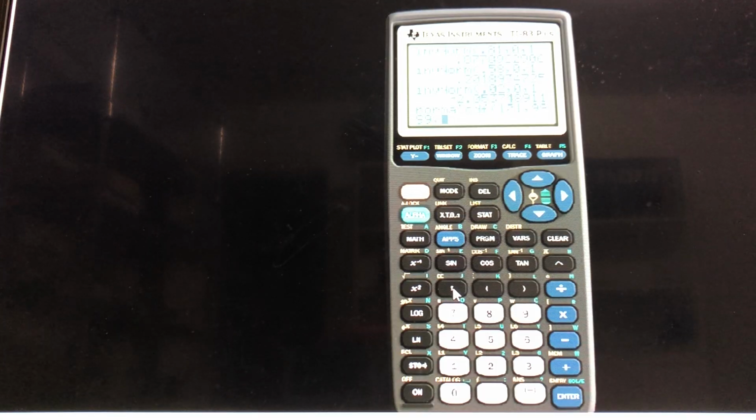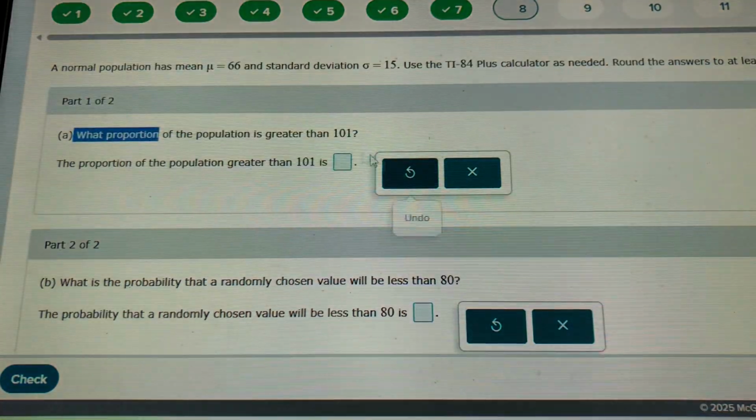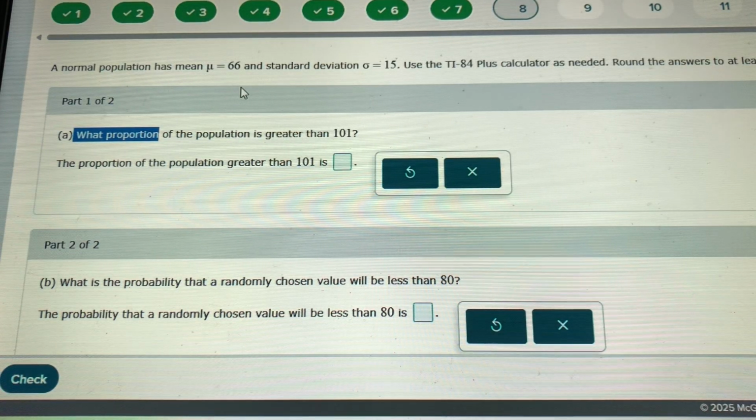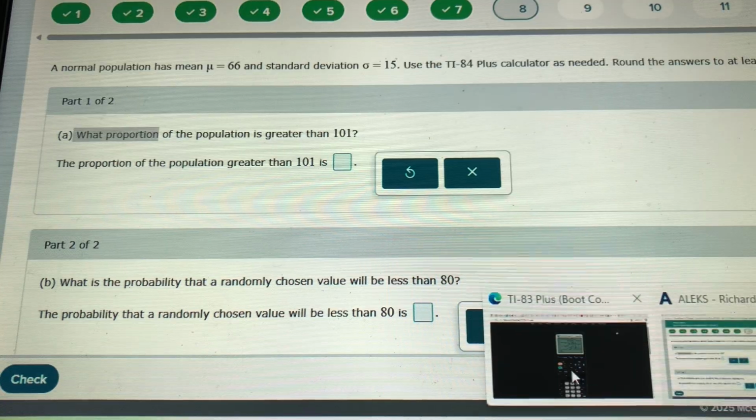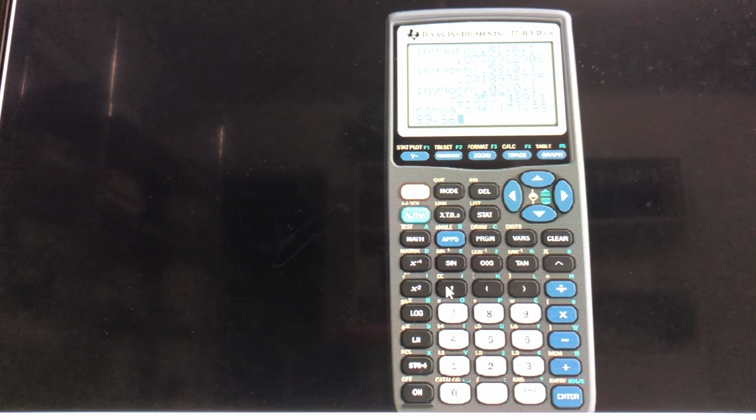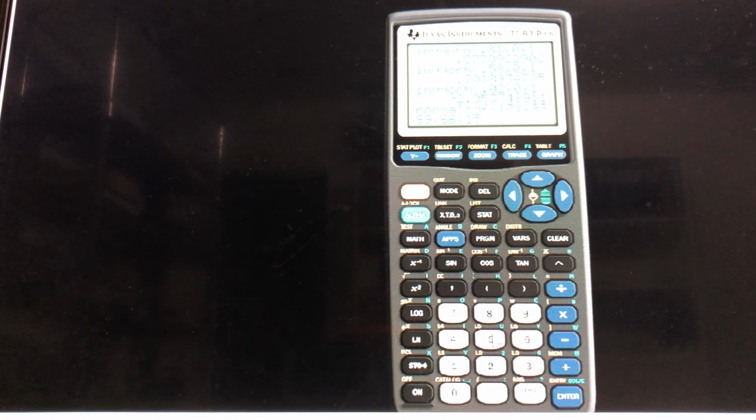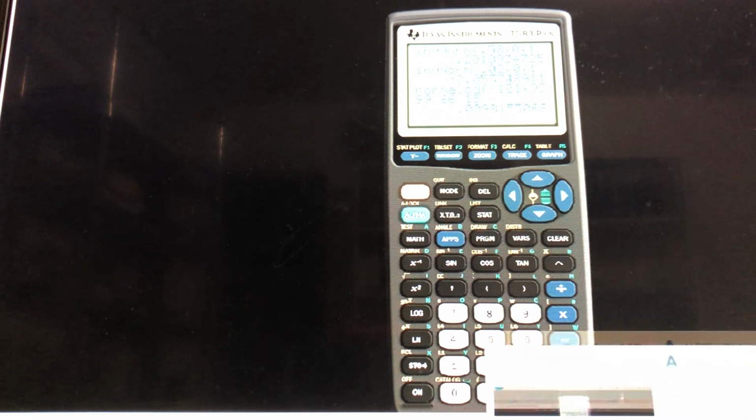And then 0 and 1. Oh, I'm sorry, not 0 and 1. Now I have to put in what they say they are. It's 66 and 15. That's the only difference. You have to put an extra 9. That's not that big a deal. But you don't put 0 and 1. You put 66 and 15. The answer is .0098.